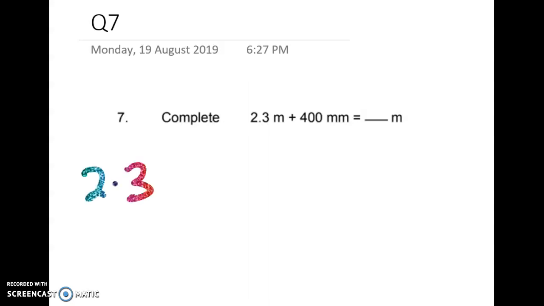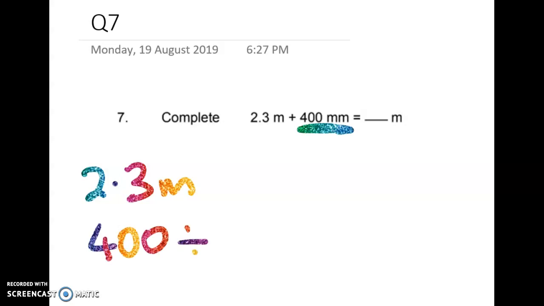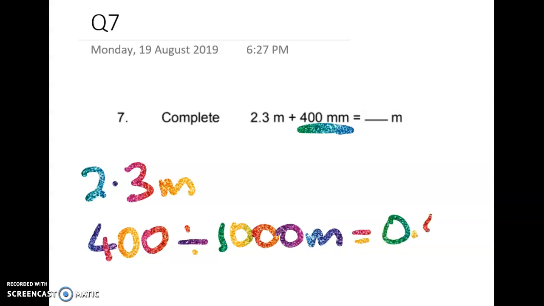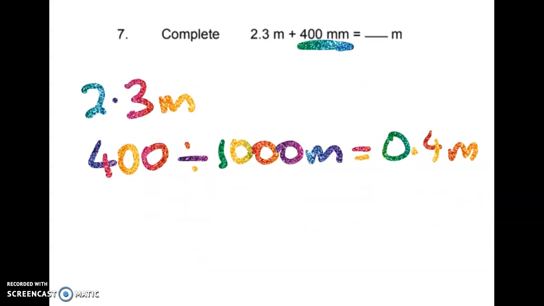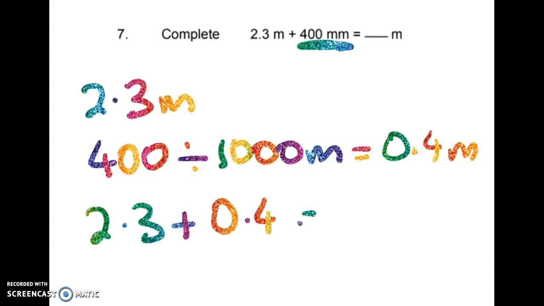Right, so 2.3 meters plus 400 millimeters. Well, 400 millimeters to convert into meters has to be divided by 1,000. And that gives me 0.4 meters. So when I add those two together, I get 2.3 plus 0.4 is equal to 2.7 meters.